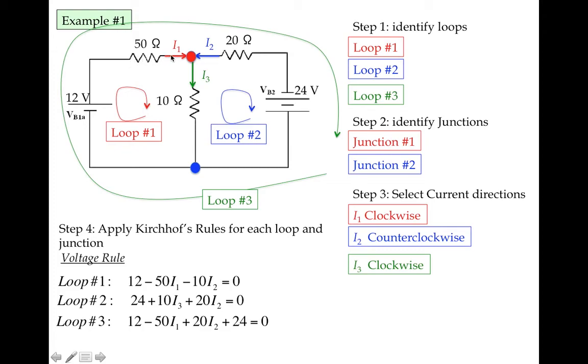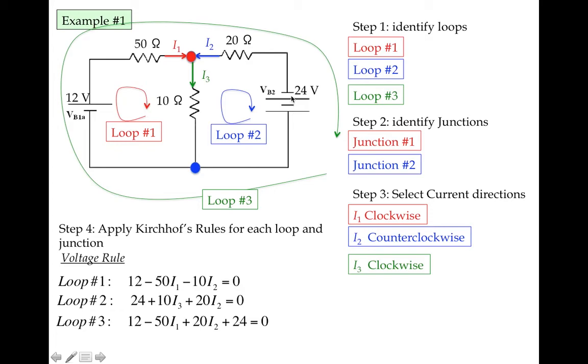So that's minus 50 I1, and then I'm going again with the direction of the current. So minus I3, this should be I3 for loop number 1. I'm sorry about that. Okay, all right, I3.